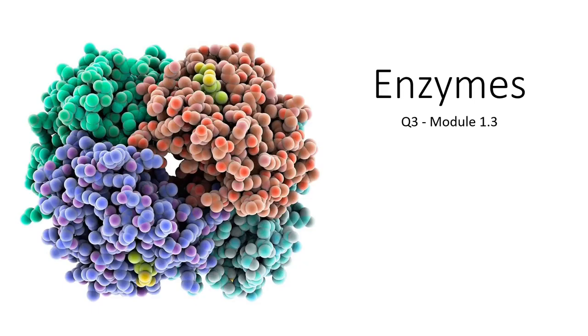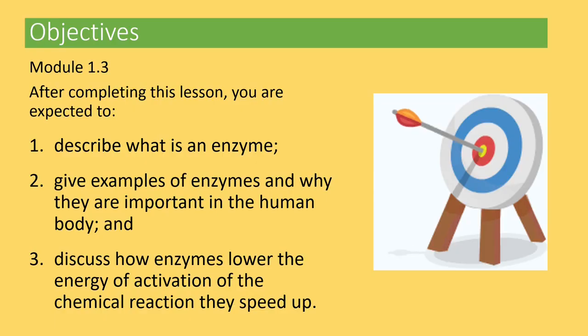So for module 1.3 about enzymes, our objective would be, number one, to describe what an enzyme is. So we must understand its description and its definition. Number two, give examples of enzymes and why they are very important in the human body. So we'll look at some examples and how they function in our body. And number three, discuss how enzymes lower the energy of activation of the chemical reaction they speed up. So you will be noticing in this objective that the major function of the enzyme is to speed up, and we'll be looking at the mechanism behind that.